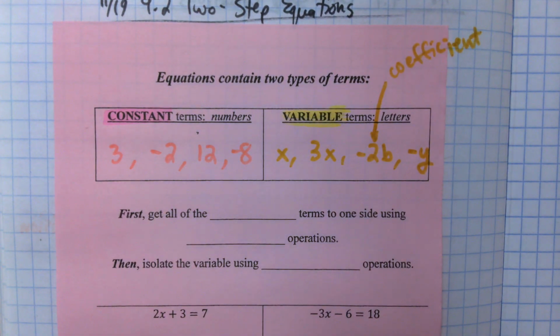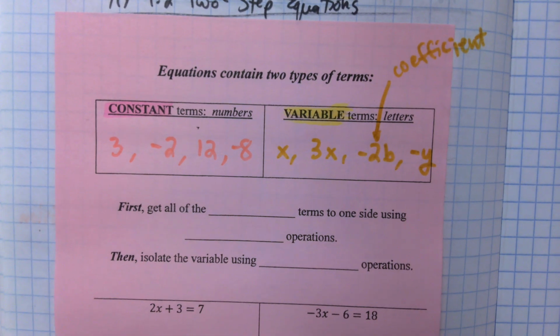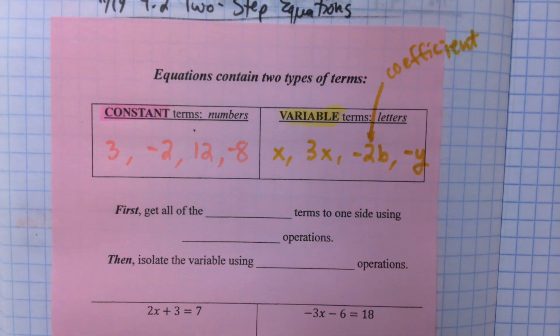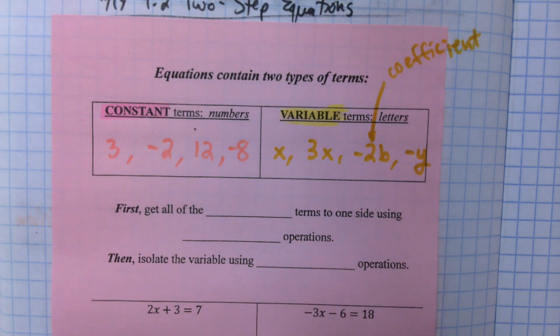A coefficient is not considered a constant because it's attached, or like we said, it's kissing that variable, that letter. It's like a married couple. They're a package deal. The number and the letter come together and are one thing, a variable term.